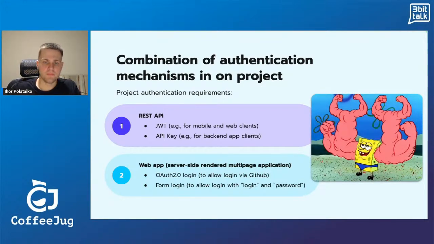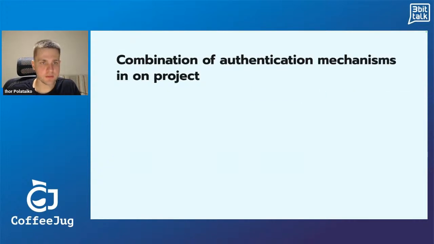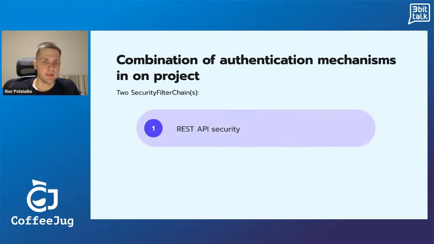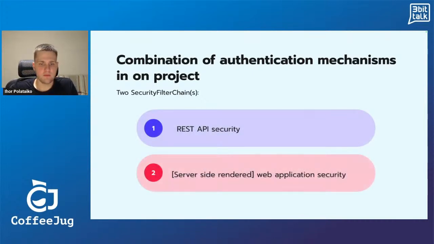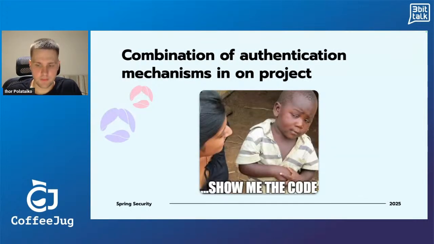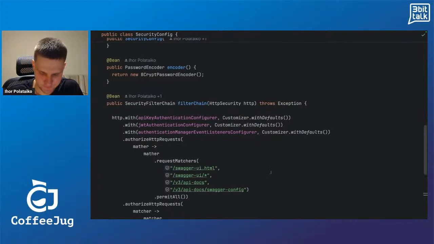So let's take a look how it can be done. In order to achieve that, we have to register two security filter chains. One of them will be for REST API security, and the other one will be for our server-side rendered web application. So without further waiting, let's move to the code.